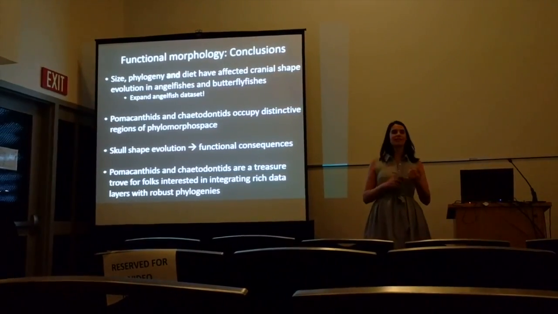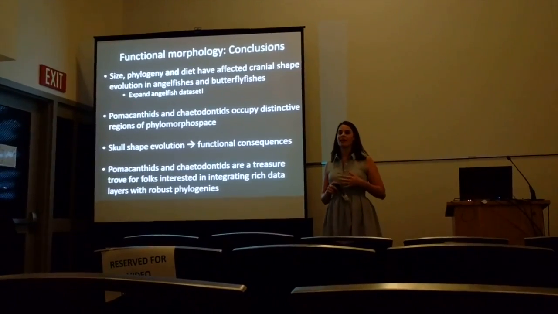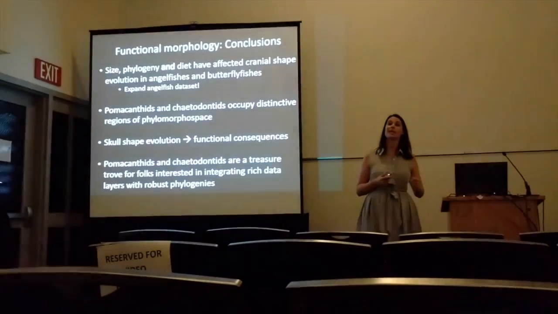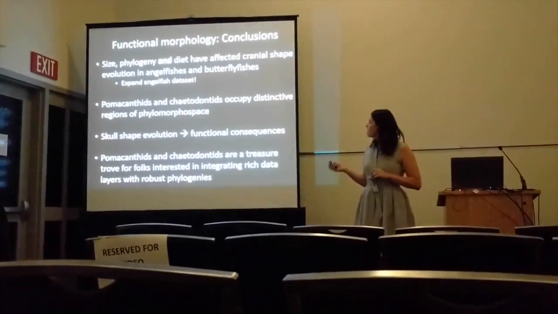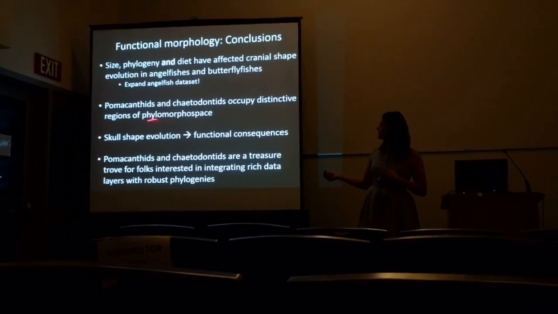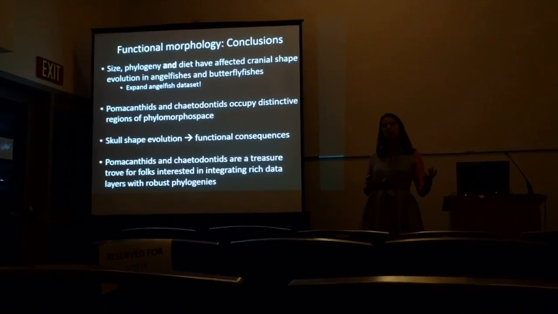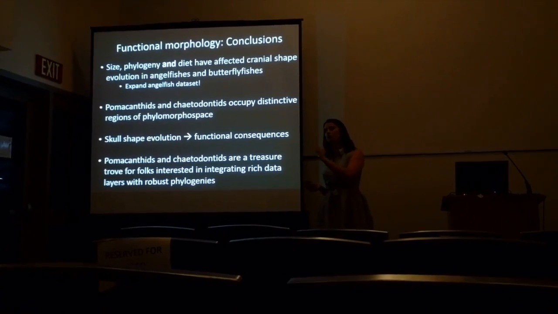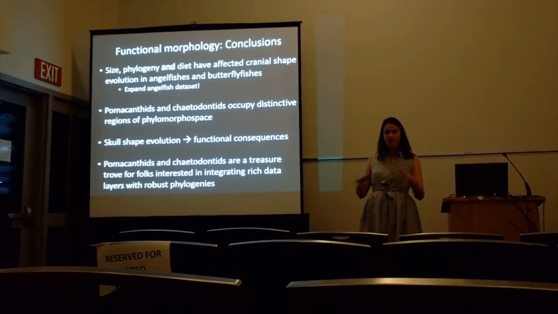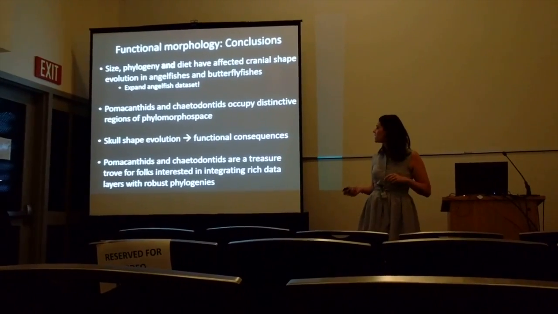So to sum up here, size, phylogeny, as well as diet have contributed to the shape variation and functional variation that we see in Pomacanthidae and Chaetodontidae. Also, pretty clearly we have some indications that skull shape evolution has been directly correlated to functional evolution in this group. Again, something that we're going to explore as we flesh out our biomechanical protocol.